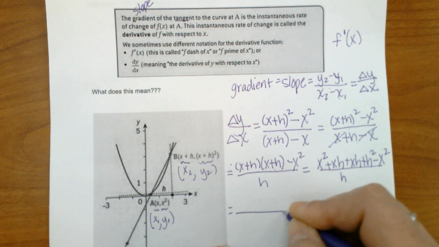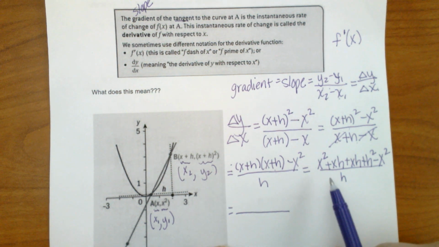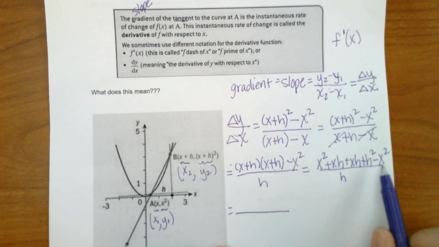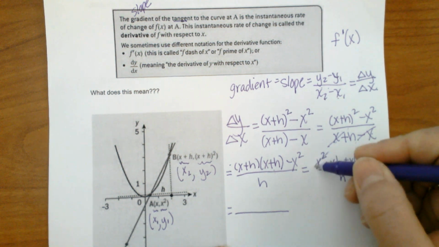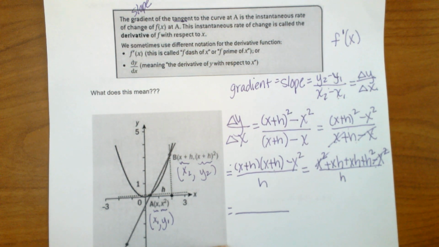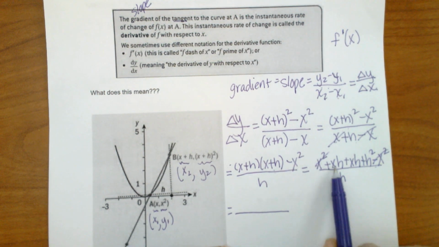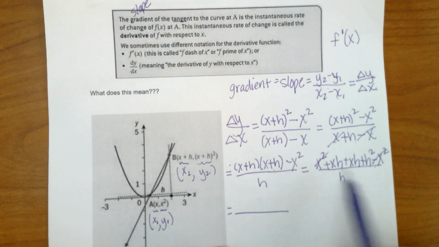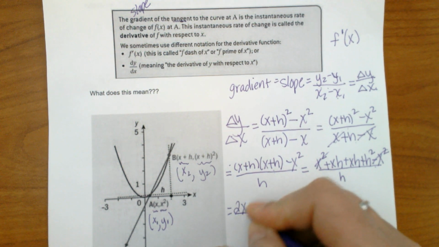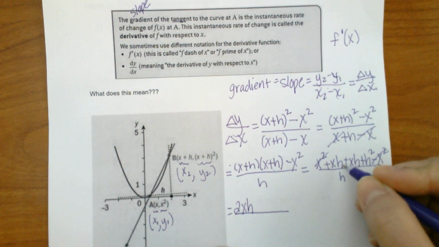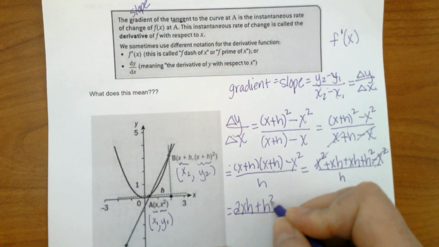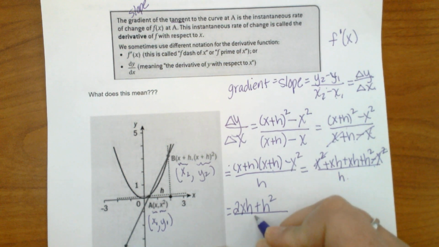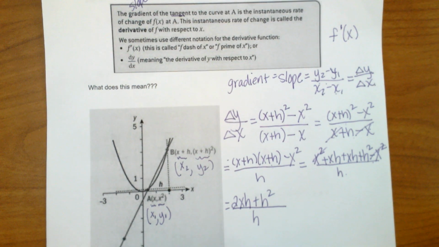Let's keep going because I can combine a lot of things here. We have a positive x squared and a negative x squared. I love this. You cross it out. This is one of the things that I absolutely love about algebra and about calculus, when we get to cross things out. We have two xh's, so xh plus xh is 2xh. And then we have our h squared left. And we have our h on the bottom, on the denominator.